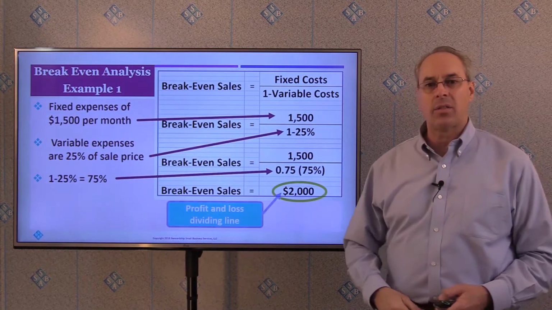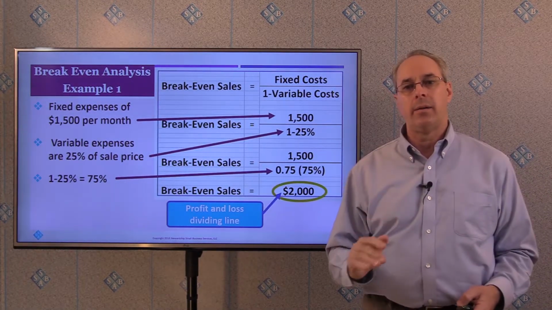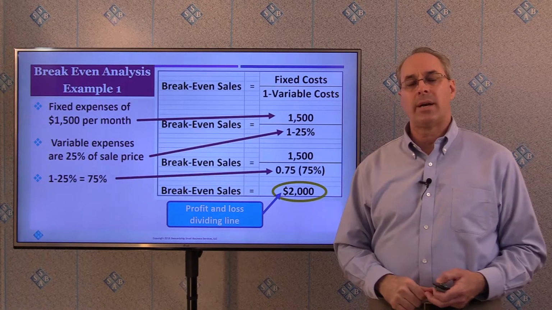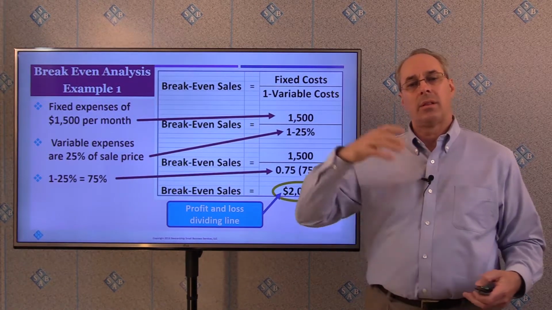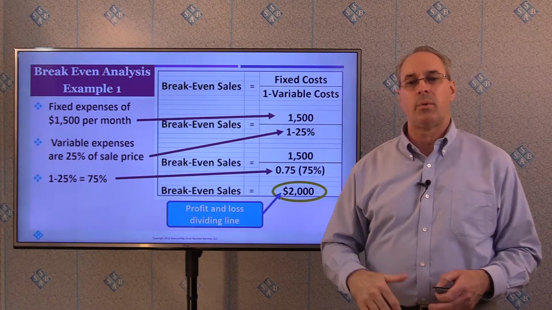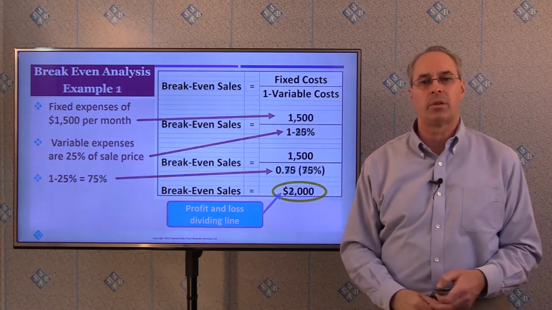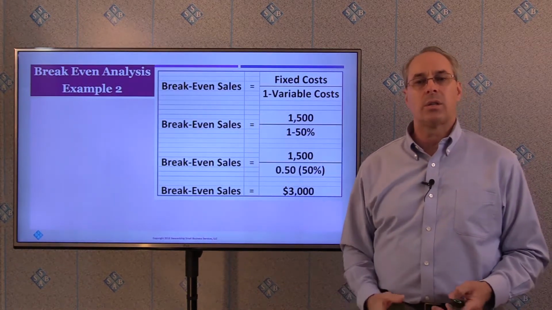If you do the math, the break-even line is $2,000. If they sell less than $2,000, they lost money that month. If they sell more than $2,000 that month, they made money that month. And these calculations were done presuming a monthly basis. Now, let's look at the next example.